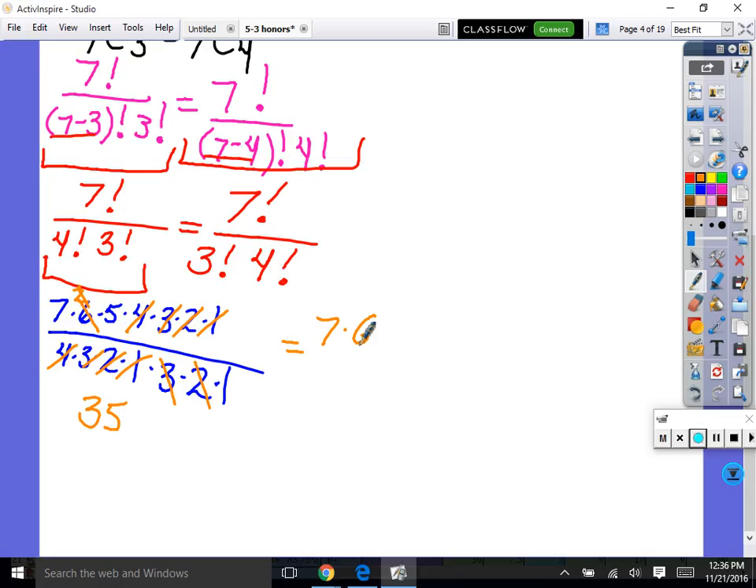7 times 6 times 5 times 4 factorial, true? Divided by 4 factorial, 3 factorial. So don't the 4 factorials divide out? I'm going to have to write it all out. And then 3 factorial is 3 times 2 times 1. So we would continue this. But if you can ever be smart about simplifying, you would want to be. Does that make sense, everybody? So we could keep going. We know we're going to get 35. Okay, sweet. So this is how it works.